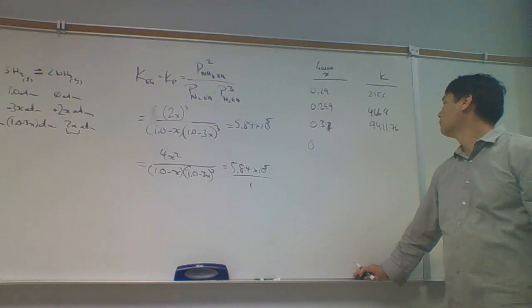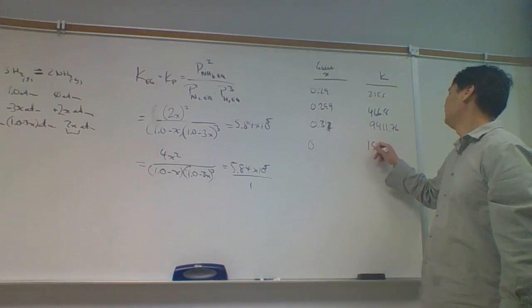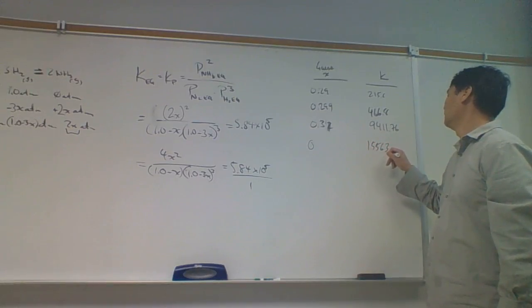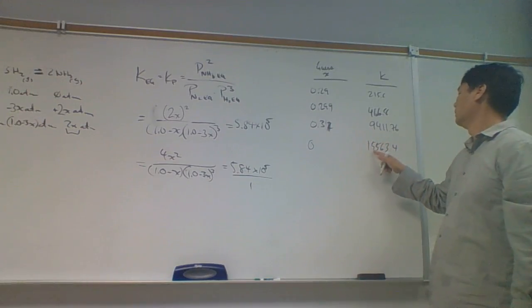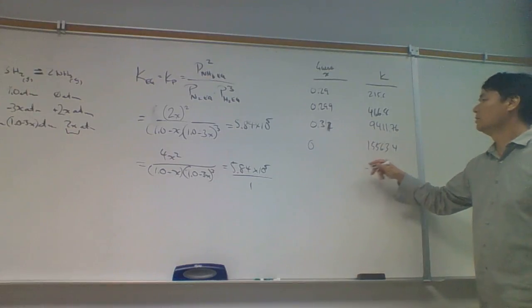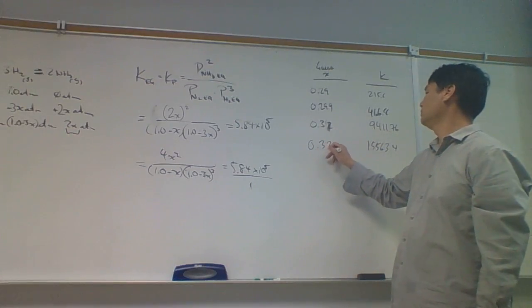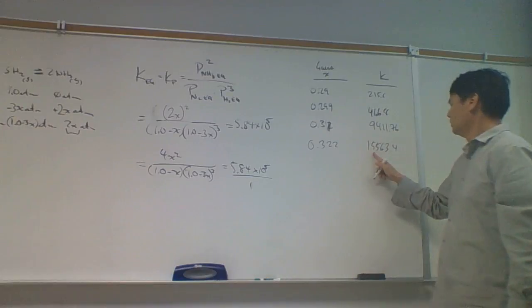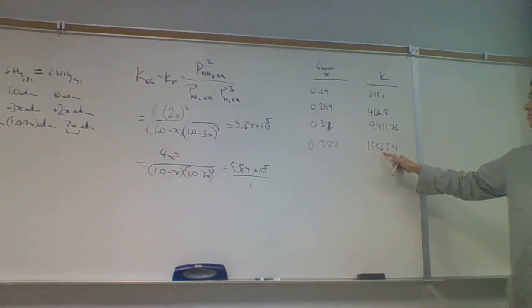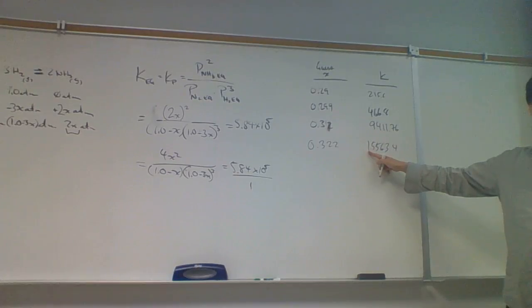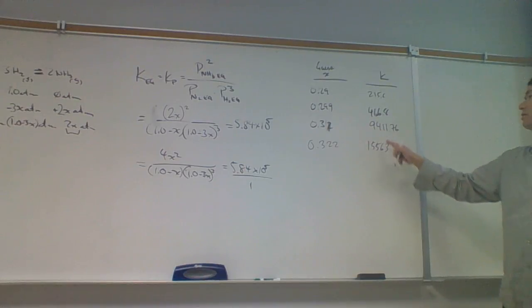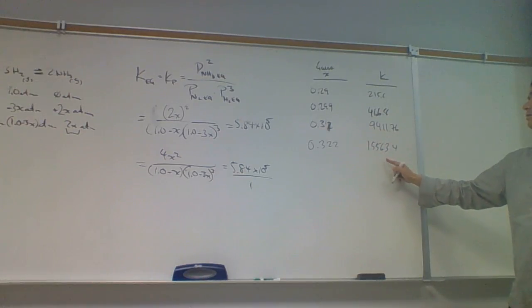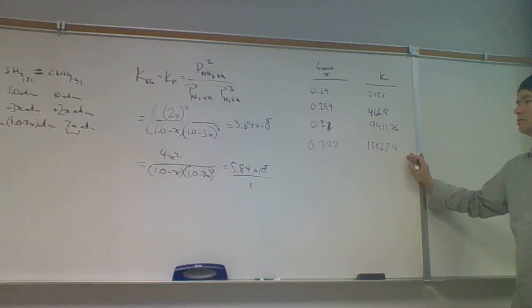15563.4. Yeah, that's 0.322. So that's still 10 to the 4th, right? 1, 2, 3, 4, 10 to the 4th. We've got to go 10 to the 5th. I mean, this is better. This is 10 to the 3rd, so 10 to the... Should we try?